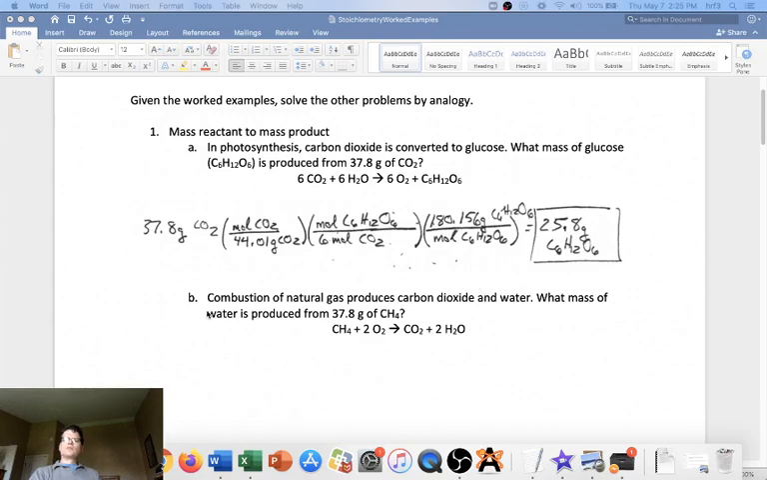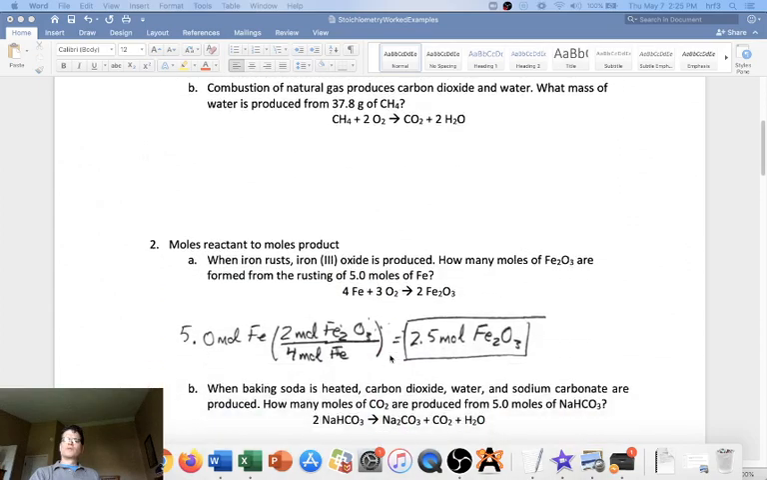1b will be very similar, except now you're burning natural gas, and you're going to figure out how much water is produced in that reaction. Don't forget the 2-to-1 ratio at the center of the problem.